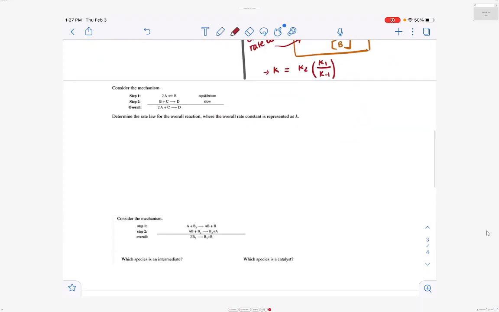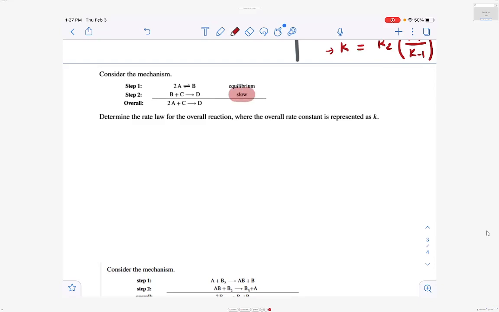Again, you have a slow second step. So the initial step is fast. Again, when the initial step is fast and the second step is slow, the situation gets a little more complicated. Okay? First things first, let's find the intermediate for this reaction.